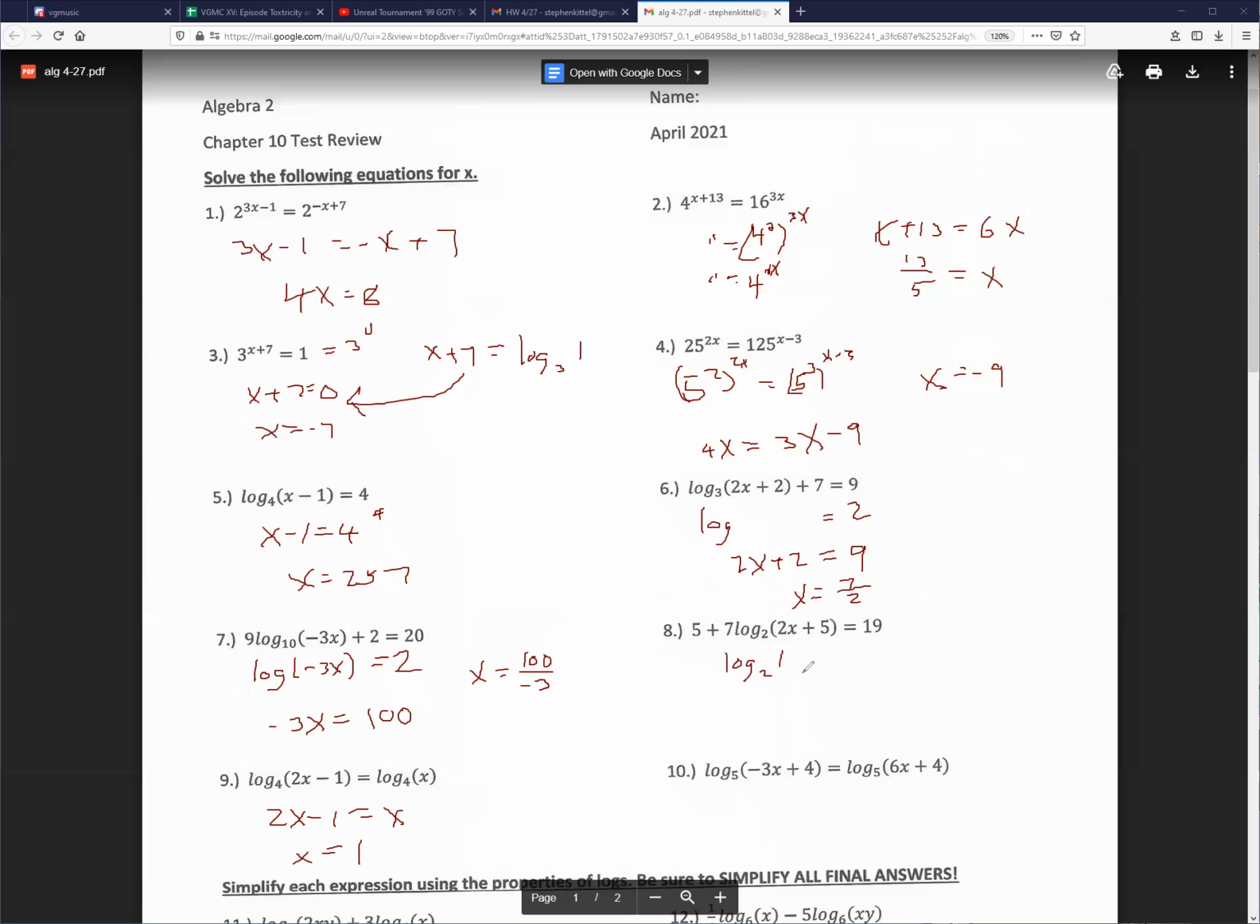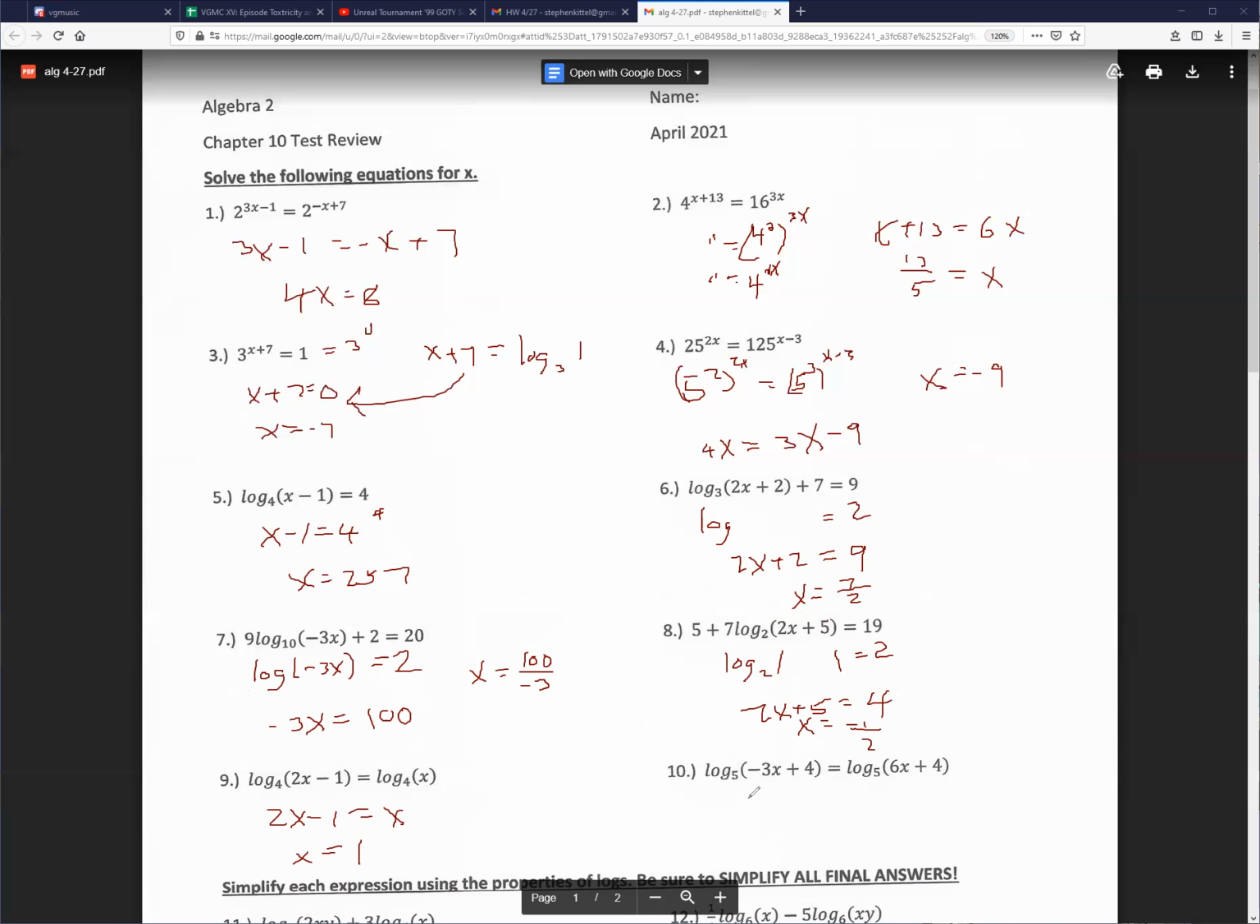So log base 2 of stuff is equal to 2. Now let's do 2 to the on both sides, so 2x plus 5 is equal to 4, 2 squared. And so subtract 5, that's -1, x equals -1 half. And yes, we can put that there, it's okay, doesn't break anything, so we're good.